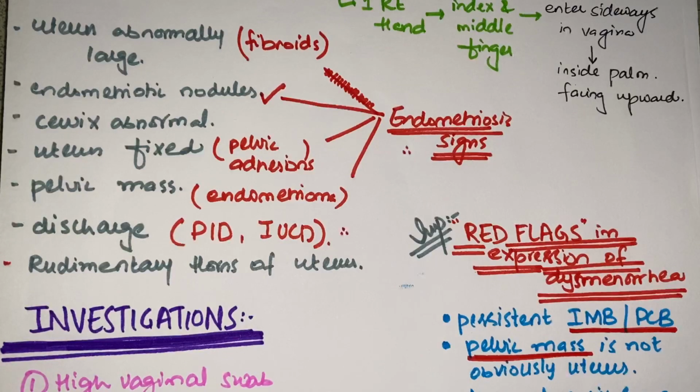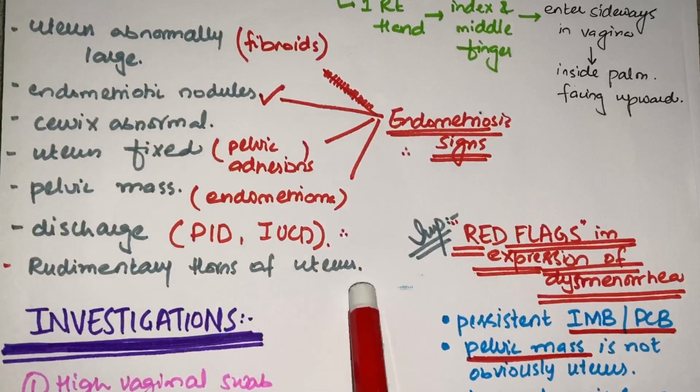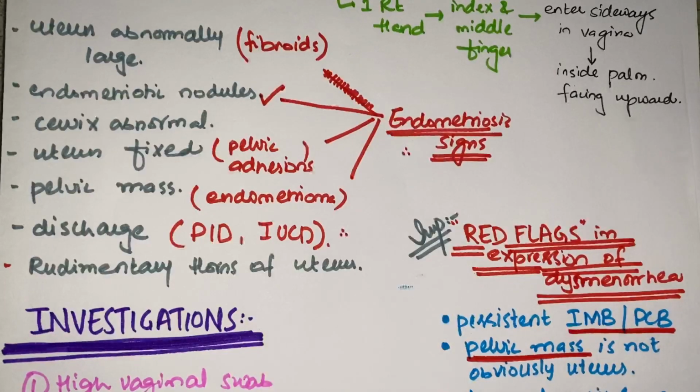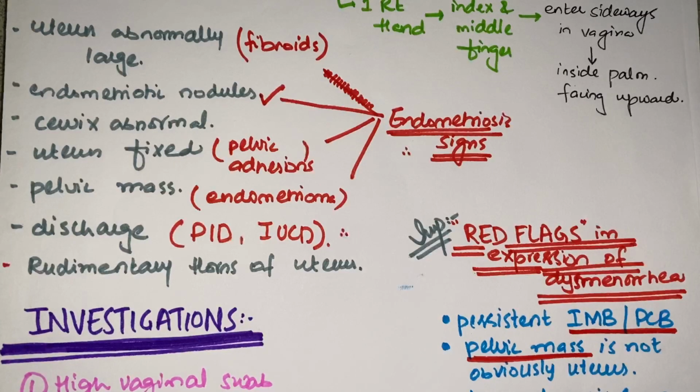Second, if we find discharge on examination, then we have two major differentials in our mind: whether it can be pelvic inflammatory disease, because discharge is present in it, or whether it can be because of IUCDs, because they also cause vaginal discharge. We can also see rudimentary horns of the uterus on examination.